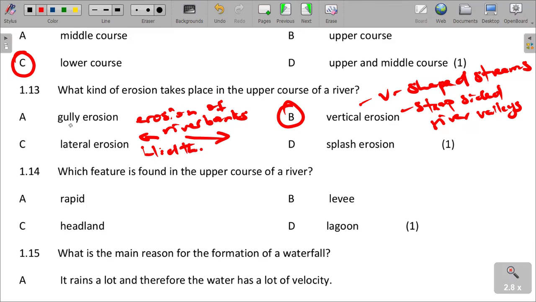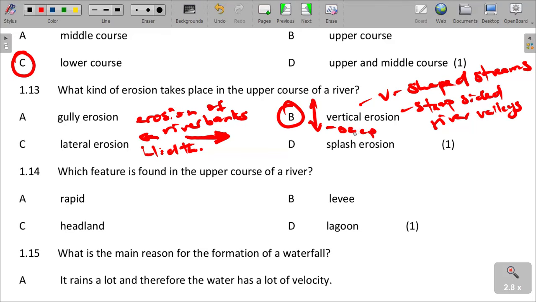A gully is a form of erosion caused by the rapid run of water that is eroding downstream, or within a river basin, or a drainage basin. So we are saying lateral and vertical. Vertical erosion causes the stream to be very deep. It causes deep river valleys.